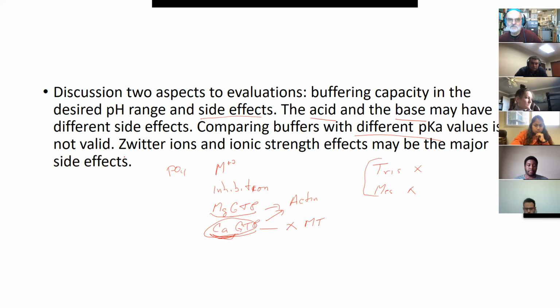Okay. And then there's this business about when you have zwitterions and there are large ionic strength effects, they may be big side effects. So for example, PIPES and MES are very stimulatory for microtubule assembly, and it has something to do with the high concentrations we use, but it also has to do with the charge effects, and it helps drive microtubule assembly. So early on in the tubulin field, using PIPES was a big factor in the discovery of conditions that led to microtubule assembly.